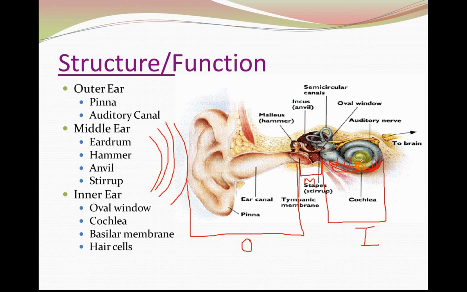The cilia are what convert the sound wave into a message that the brain can understand, and the cilia send that message, that neural impulse, that electrical chemical message, via the auditory nerve to the thalamus of the brain, and the thalamus sends it to the temporal lobe for interpretation.